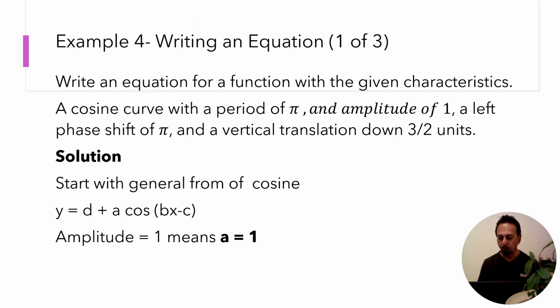So example 4, write an equation for a function with the given characteristics. A cosine curve with a period of pi, an amplitude of 1, a left phase shift of pi, and a vertical translation down 3 over 2 units. So we start with the general form of cosine, which is y equal to d plus a times cosine bx minus c. So the amplitude given is 1, means a is 1.